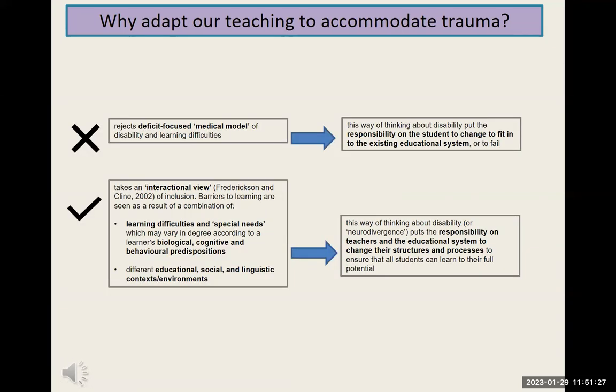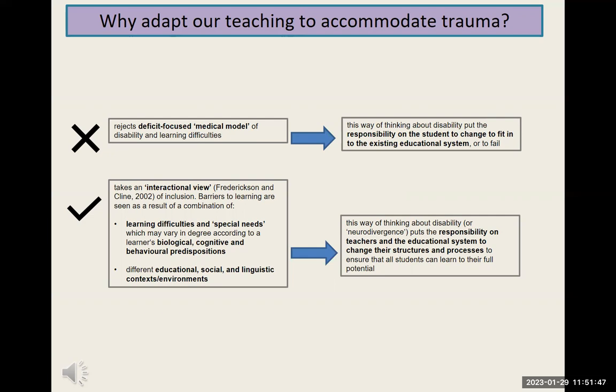It's important to note that this way of thinking about inclusion rejects the deficit-focused medical model of disability and learning difficulties, because that way of thinking about disability put the responsibility on the student to change, to fit into the existing educational system, or to fail.